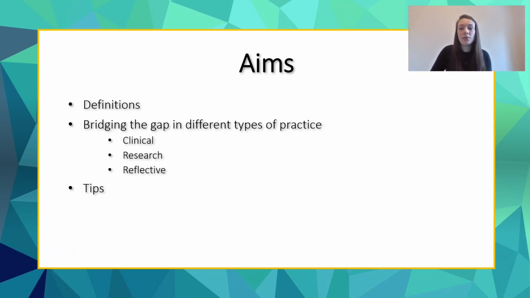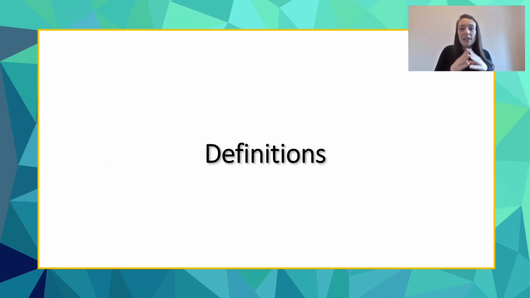So today I'm going to talk through some definitions of theory and practice. I'm going to talk about how we bridge the gap between theory and practice and how they're linked, and in different types of practice. So clinical, research, reflective, and I'm also going to give you some tips as well. So let's start with some definitions then.